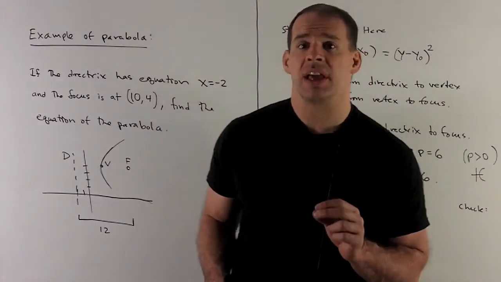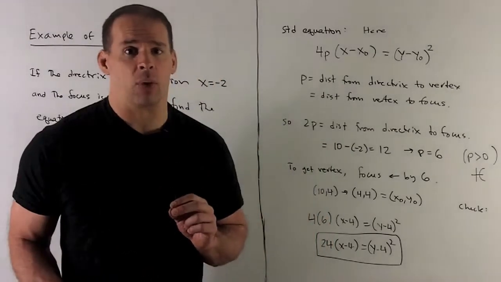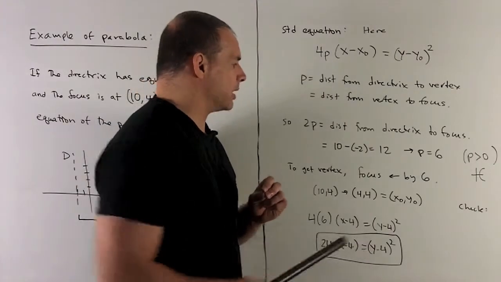P is equal to 6, (x0, y0) is equal to (4, 4). I can just stick them directly into my equation, and what do we get? 24(x minus 4) equals (y minus 4) squared.